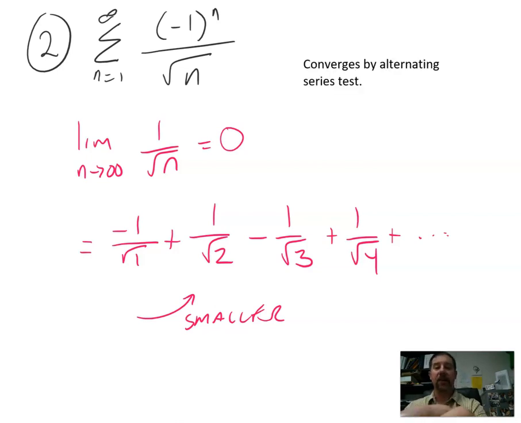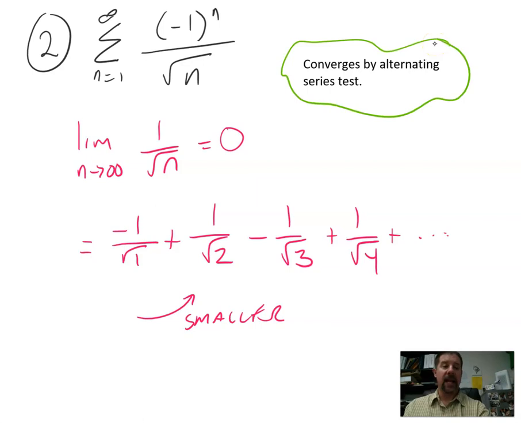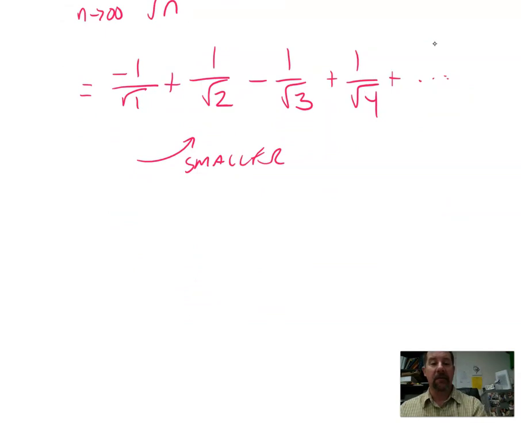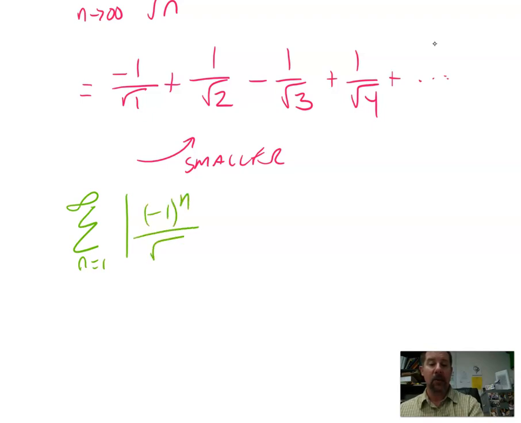All right, now that we know this converges by the alternating series test, let's answer the question: does it converge conditionally, or does it converge absolutely? To see that, we again want to look at the absolute value. I'm going to look at the series from n equals 1 to infinity of the absolute value of negative 1 to the n over root n.